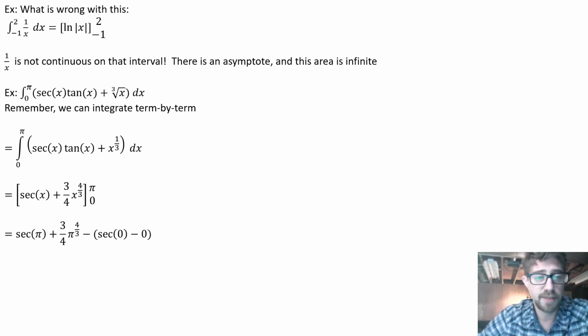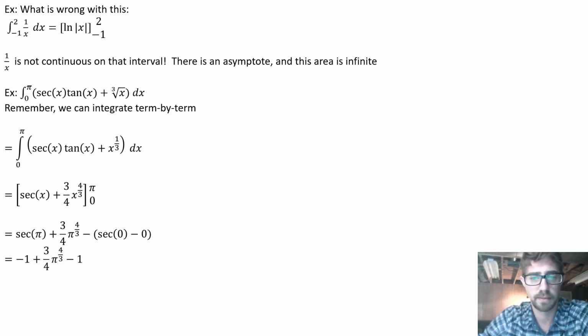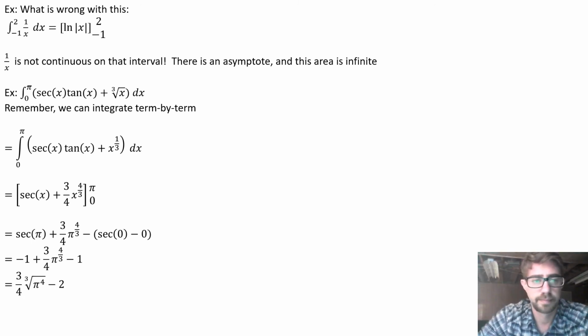So that's secant of pi plus 3/4 pi to the 4/3 minus, the parentheses are important here, don't forget the parentheses. If you have more than one term, you need them, so you're subtracting that entire lower bound there. So it's minus parentheses secant of 0 minus 0. And that's what you get. So it's a weird number.